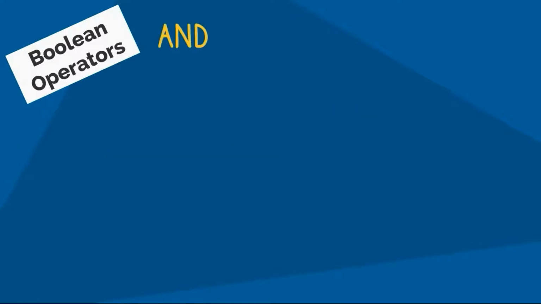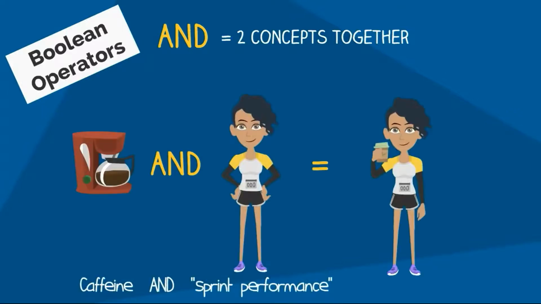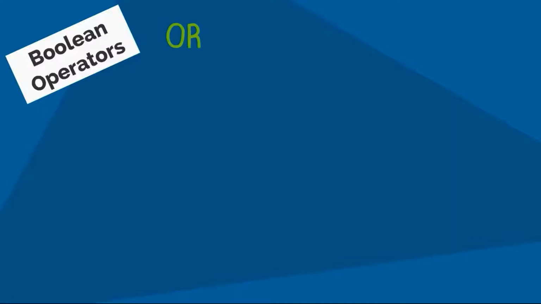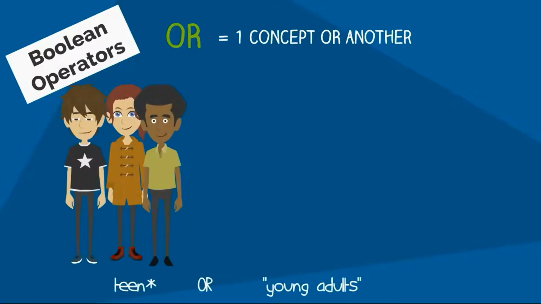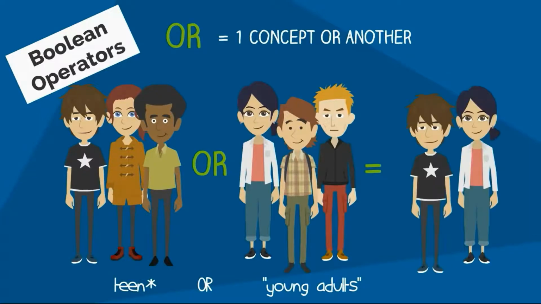And retrieves items that include 2 different concepts together. For example, an article that talks about caffeine and sprint performance. Or is useful when it doesn't matter which concept shows up in your results, as long as one concept is included. For example, searching for teenagers or young adults will likely provide information on similar types of people, even though you're using different terms.